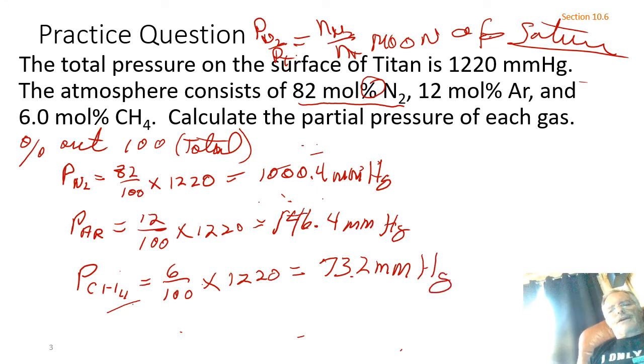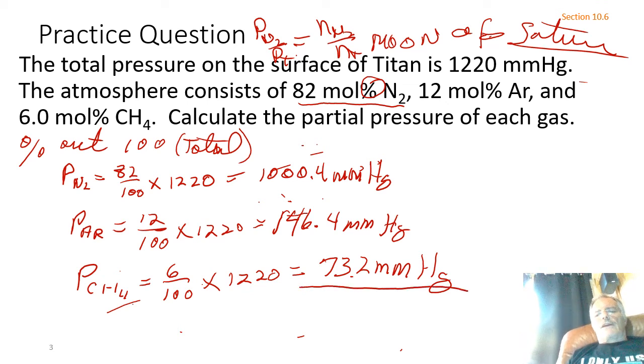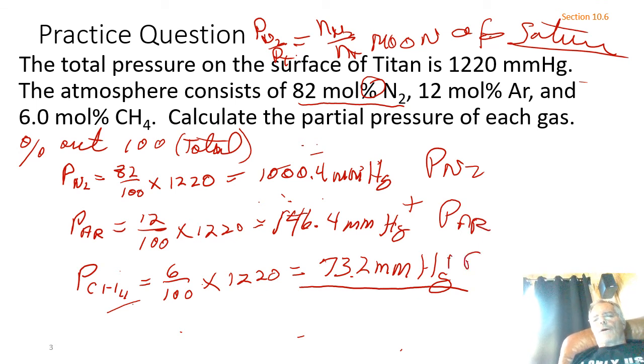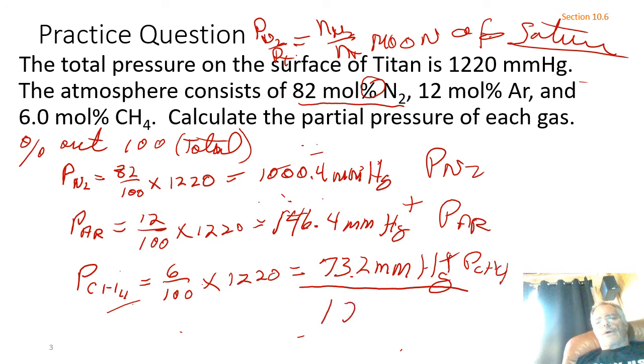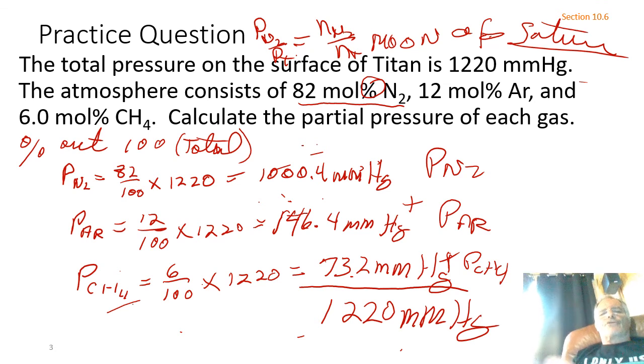All right, so here's the test. Dalton's law of partial pressure says that the total pressure is equal to the sum of the partial pressures. So if I add all of these, the partial pressure of nitrogen plus the partial pressure of argon plus the partial pressure of methane, I will get the total pressure, 1,220 millimeters of mercury. And that's a clear demonstration that this idea, that the pressure fraction is equal to the mole fraction, is something that you can use to solve problems. Okay?